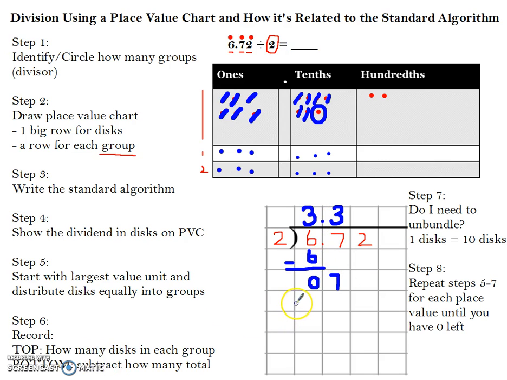Now, on the bottom, I need to write my subtraction sentence. I am subtracting how many discs I shared in all in the tenths column, and that's 1, 2, 3, 4, 5, 6. The other way I can look at this is 3 times 2, or 3 discs in 2 groups, and I write that number down here. 7 minus 6 is 1, which is how many I have left over. Now I need to unbundle. This 1 disc is going to become 10 discs in the hundredths column.